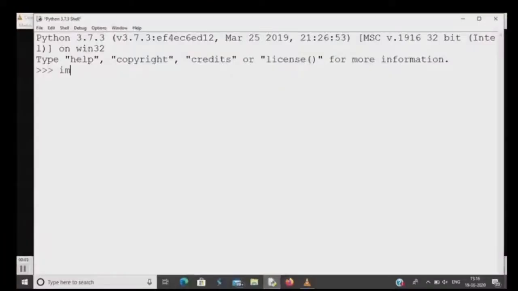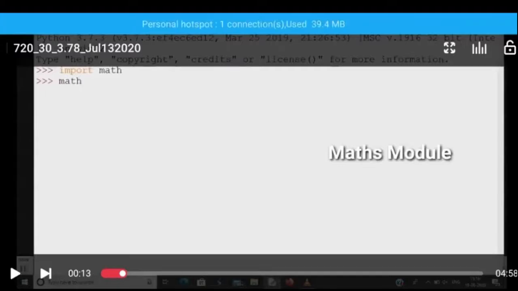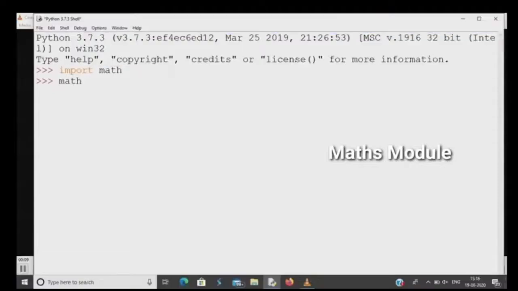Practical session will be on inbuilt functions. First, I will start from math-based functions. Before starting anything, I just need to remind you that all mathematical functions belong to a particular module, and the name of that module is math.